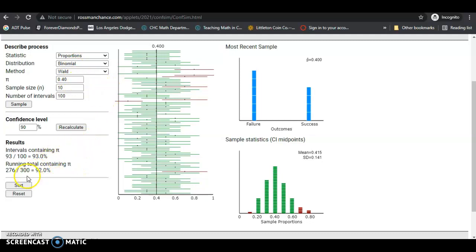So we've created 300 different confidence intervals so far, and we set the confidence level at 90%. If you take 90% of 300, you get around 270. So far, 276 of our simulated confidence intervals have captured the true value of the population proportion, which is set at 0.40. So we're doing a little better than the 90% here.